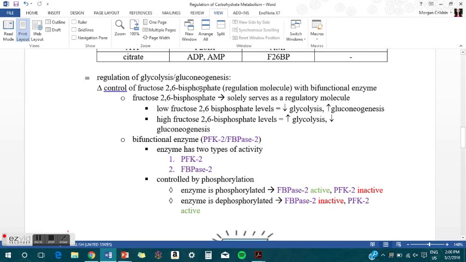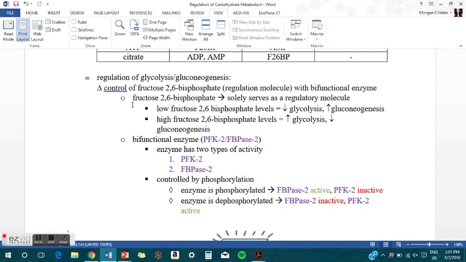So, like I said before, a major part of the regulation of glycolysis and gluconeogenesis is the control of fructose 2,6-bisphosphate, which is a regulation molecule. You can control it in two ways. You can control it with a bifunctional enzyme. So, fructose 2,6-bisphosphate solely serves as a regulatory molecule. When you have low fructose 2,6-bisphosphate levels, you're going to have a decrease in glycolysis and an increase in gluconeogenesis. And when you have high fructose 2,6-bisphosphate levels, you're going to have an increase in glycolysis and a decrease in gluconeogenesis.